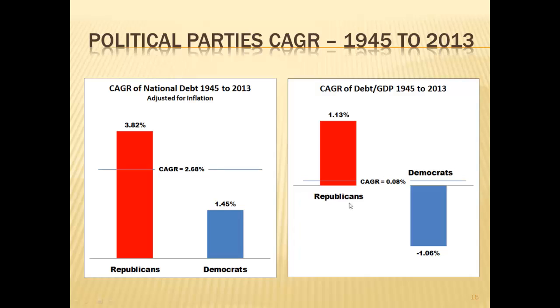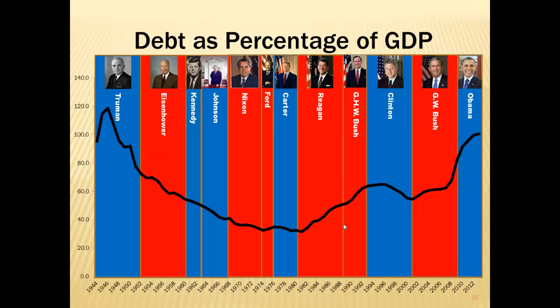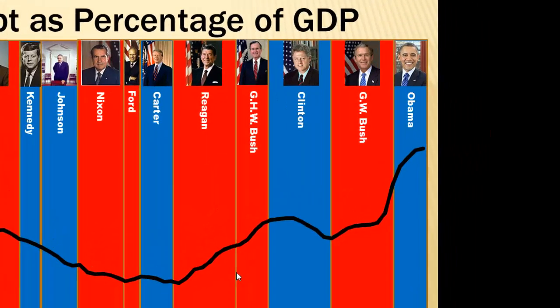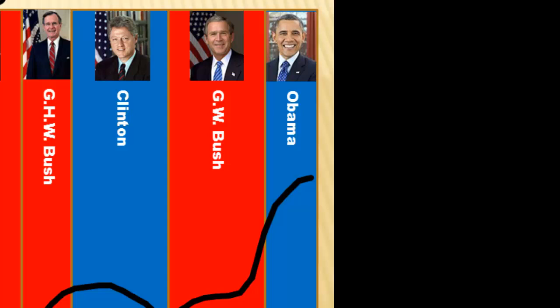It gets a little strange when you look at the ratio, but it bears out what we already knew. The Republicans had a positive CAGR of 1.13%, which tells us that if a Republican's in the White House, chances are that the debt's going to go up in terms of real dollars. Remember, these were measured in 2013 dollars. But if a Democrat's in the White House, the ratio is going to become negative, and the ratio of debt to GDP is going to go down. Now, let's look a little closer at President Obama. That's beginning to look like a curve to me.